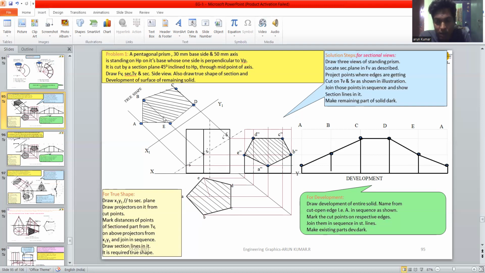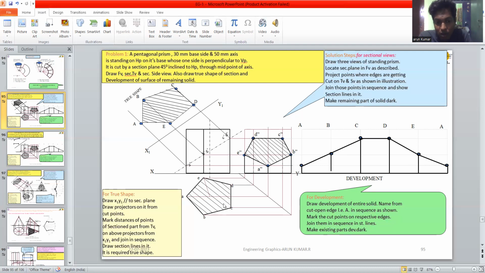What does the true shape mean? You have to look at the top view. After cutting the pentagonal prism with this plane, the cut shape you see is called an ellipse-type shape. That is called the true shape. So the next portion is the development of surface of the remaining solid.